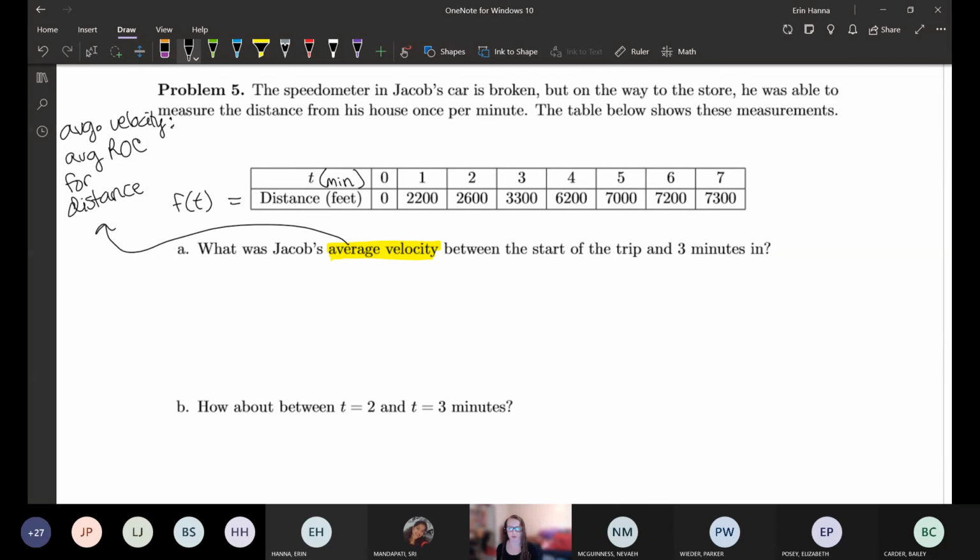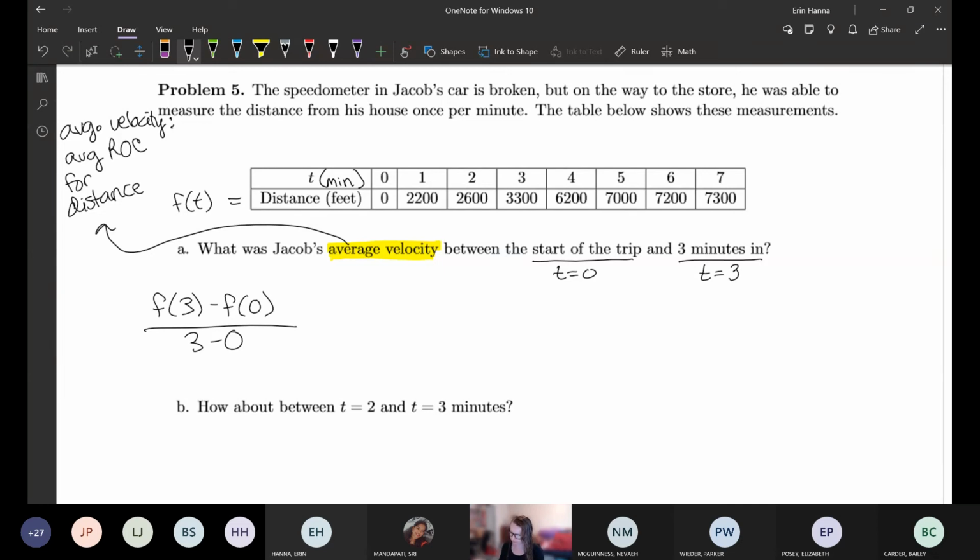So it's nothing like super duper new or anything like that. Technically, we hadn't seen the words average velocity yet, but it's just telling us to take an average rate of change. It's just in this very specific context that's usually stated as average velocity instead of average rate of change. So start of the trip would be T equals 0, and 3 minutes in would be T equals 3. So we essentially want our F of 3 minus F of 0 all over 3 minus 0.